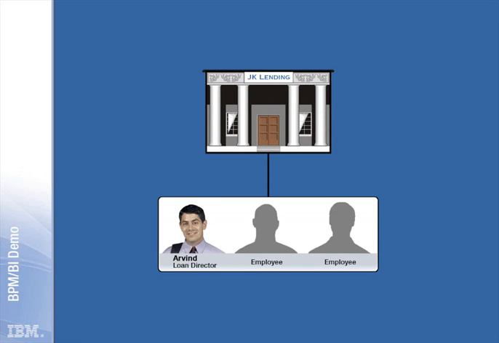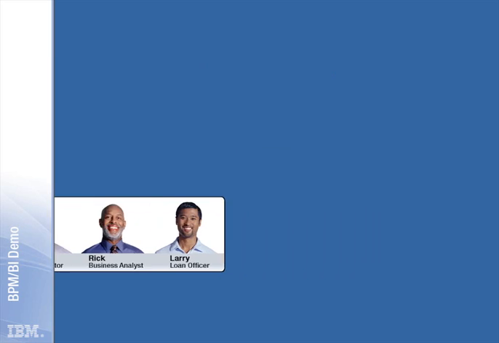Arvind is the loan director with responsibility for the performance of the loan portfolio. Rick is a business analyst who develops, models, and simulates loan processes. And Larry is a loan officer who makes individual lending decisions.